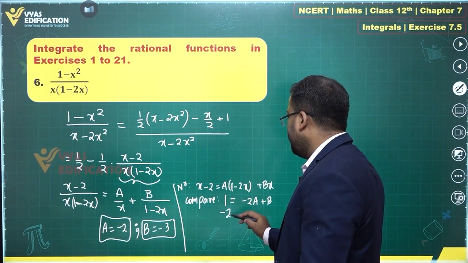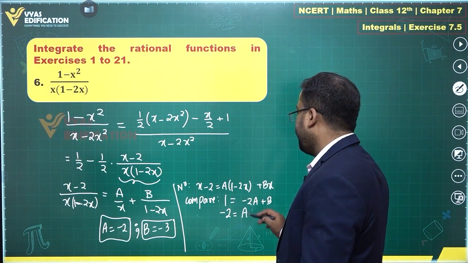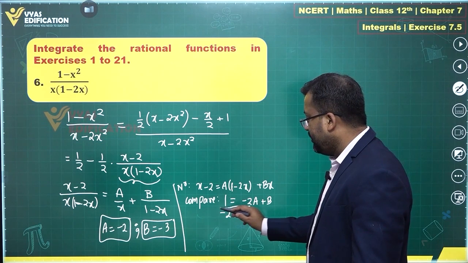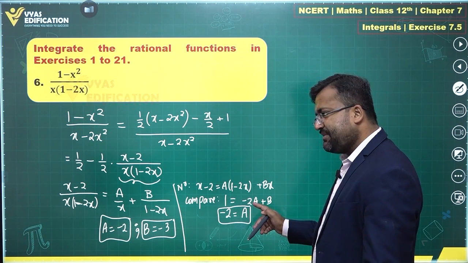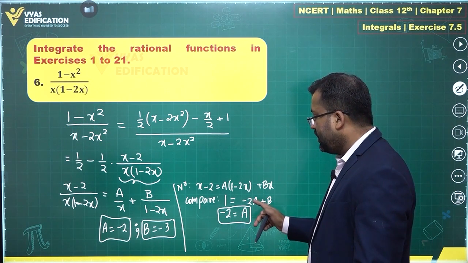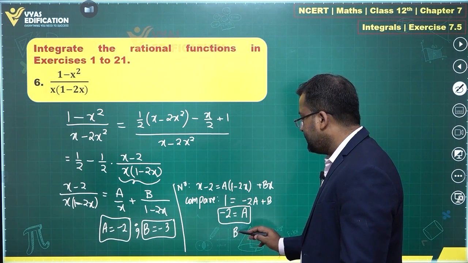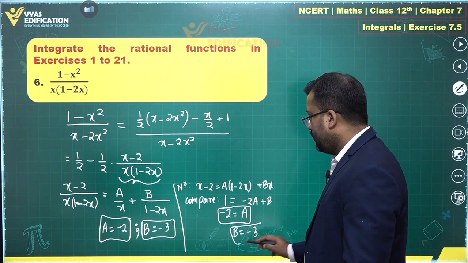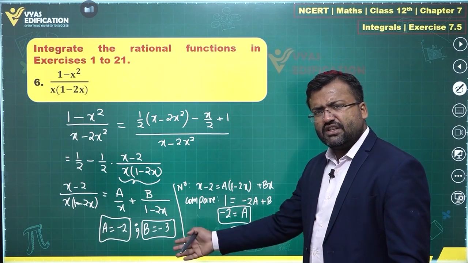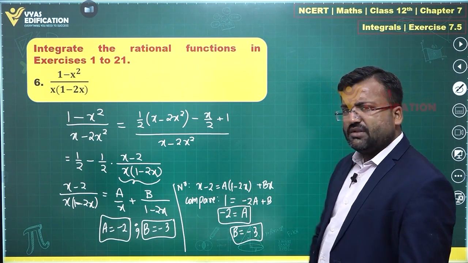Constant term is minus 2, which is equal to a. So a is directly obtained as minus 2. We substitute a as minus 2. This becomes 4, which goes over there. B will be minus 3. Oh, this is also simple. Yes, in this question, this and this both are simple because there are only two terms, right?